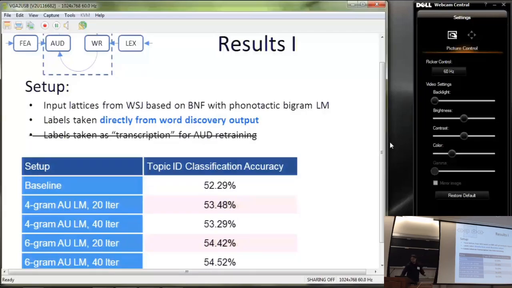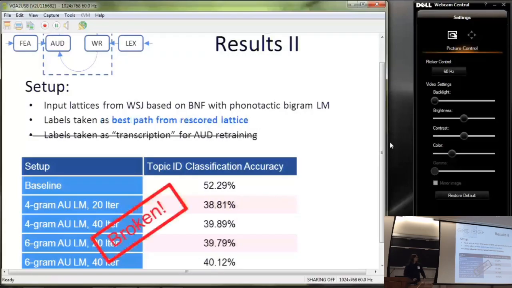We actually see that the higher the language model order of the units, the better our accuracy. So, what about the rescored lattices? I try to be upfront about it. It's currently broken. We need to include the word boundaries into the lattices, and we need to get rid of them afterwards, because the acoustic unit discovery doesn't know anything about word boundaries. This process is currently flawed, so I don't have any useful results about that.